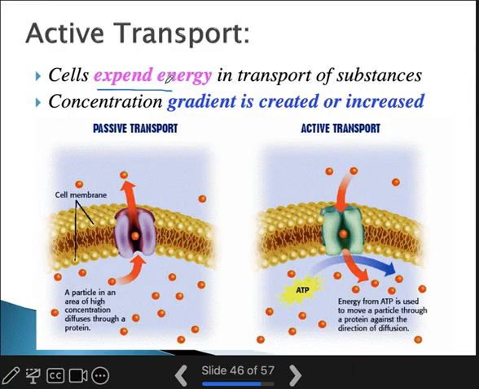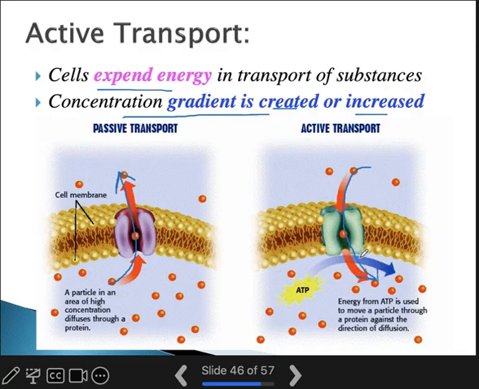Then if you're going to go in the opposite direction, where you're going to be building a concentration gradient, you're going to be working against the natural movement of all particles, and that's going to require energy. So anytime a concentration gradient is created or increased, that's going to require energy. Here I have a particle in an area of high concentration. If I move across from a high to a low concentration, this is natural. The cell doesn't need any energy to do that. But if I want to take a particle and push it up a concentration gradient, that's going to require energy.